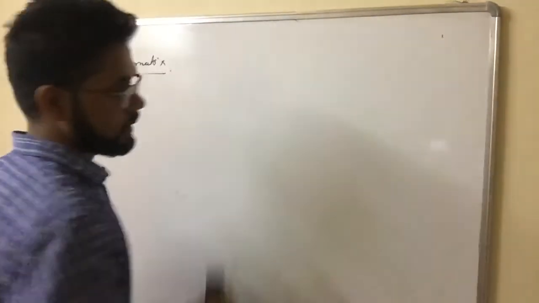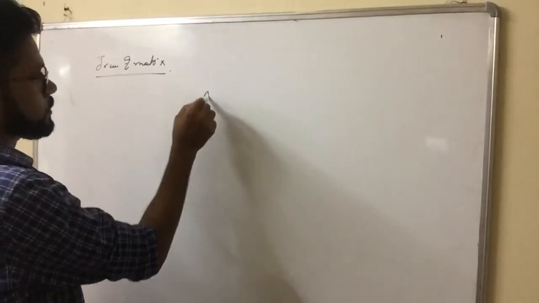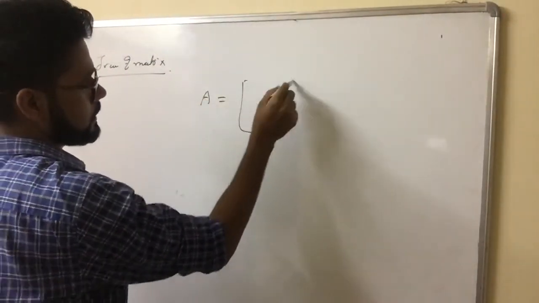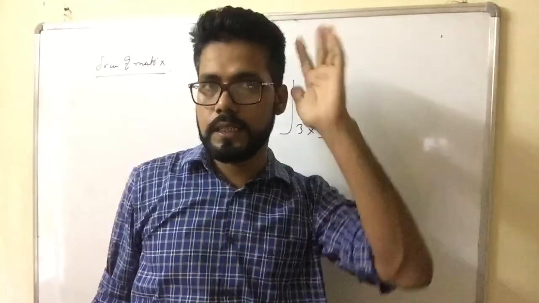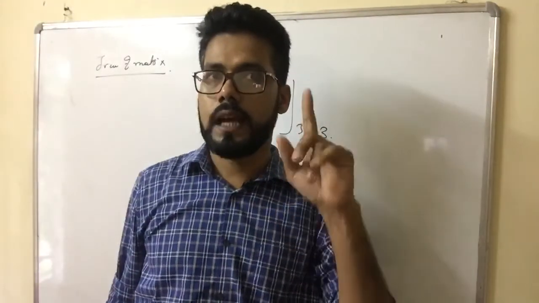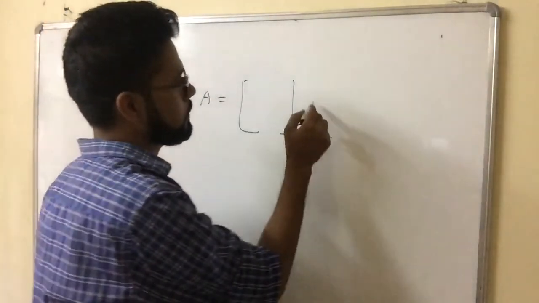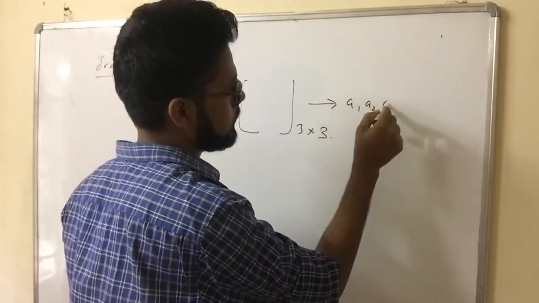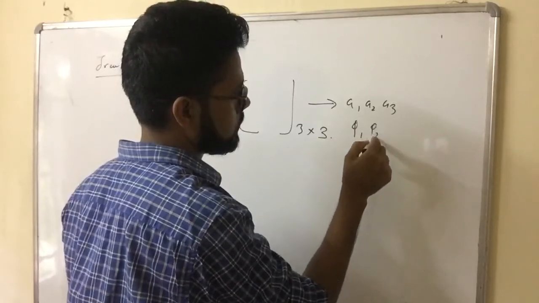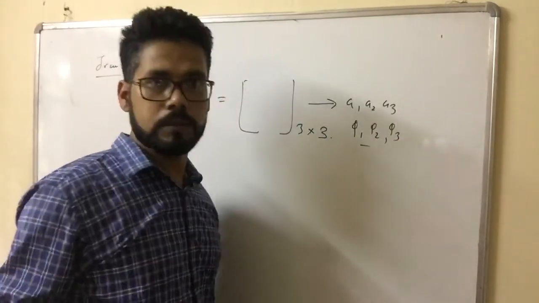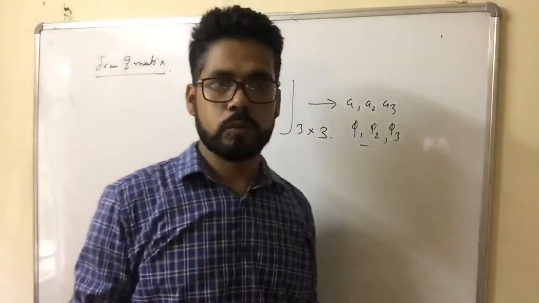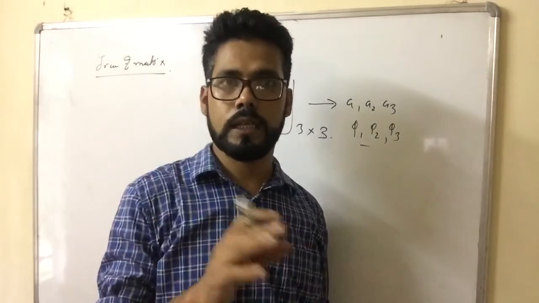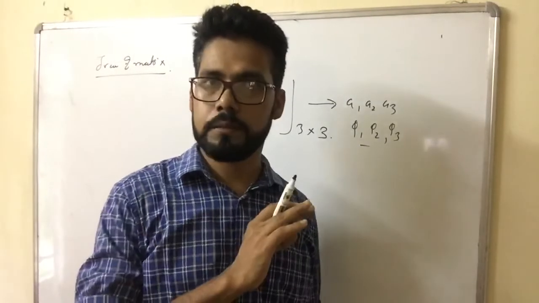Suppose another thing I am telling you. Suppose A is a square matrix, a 3 by 3 square matrix. Remember, this is very important for quantum mechanics as well as statistical mechanics. If A is a 3 by 3 matrix, I will get three eigenvalues A1, A2, A3, and basis vectors 1, 2, 3. The number of basis vectors corresponds to the number of eigenvalues. I am telling you again, if A is a square matrix, it has three eigenvalues A1, A2, A3, and three basis vectors.